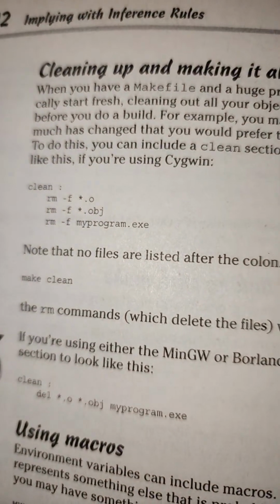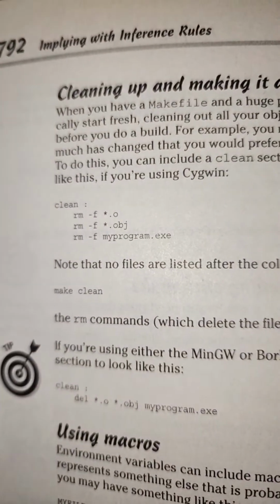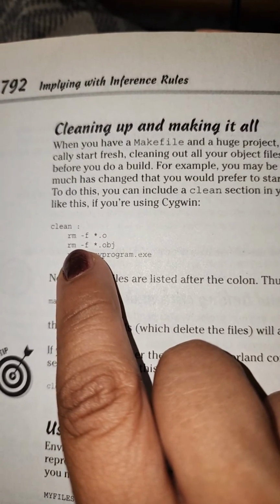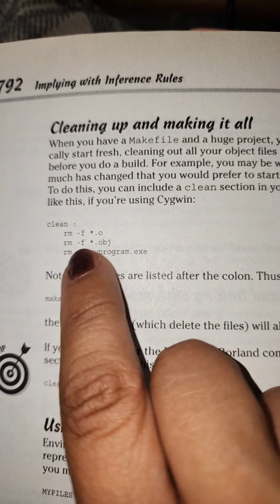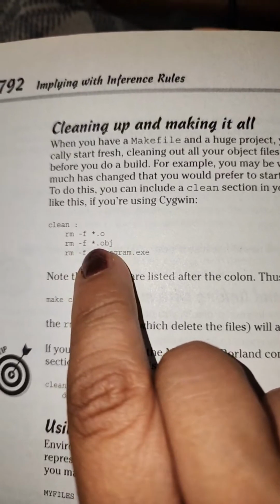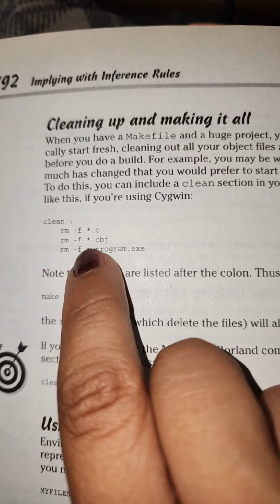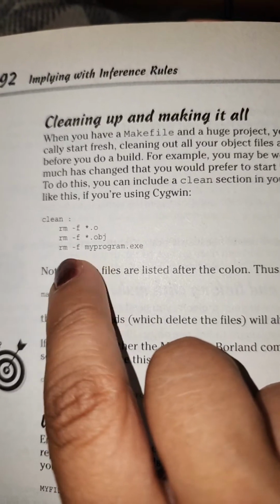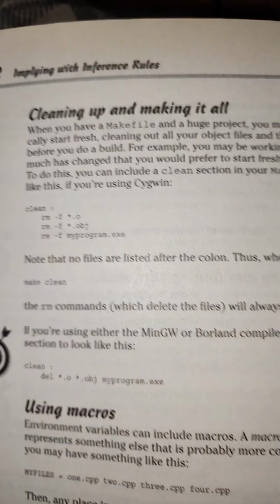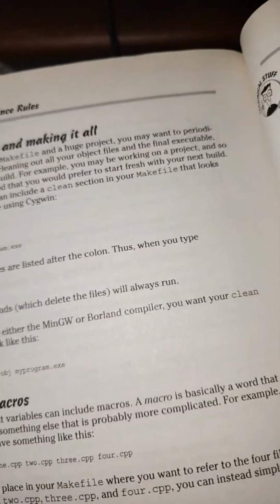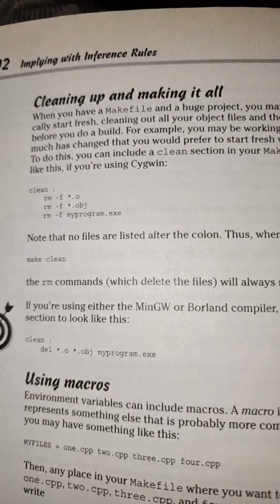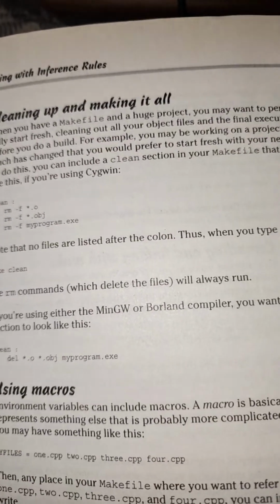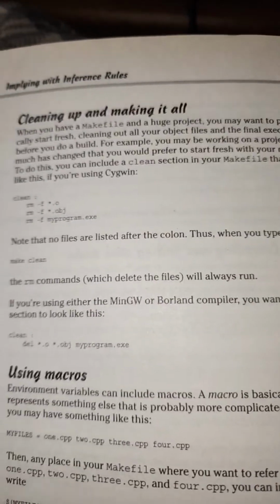clean: rm -f *.o, rm -f *.obj, rm -f myprogram.exe. Note that no files are listed after the colon, thus when you type make clean, the rm commands which delete the files will always run.